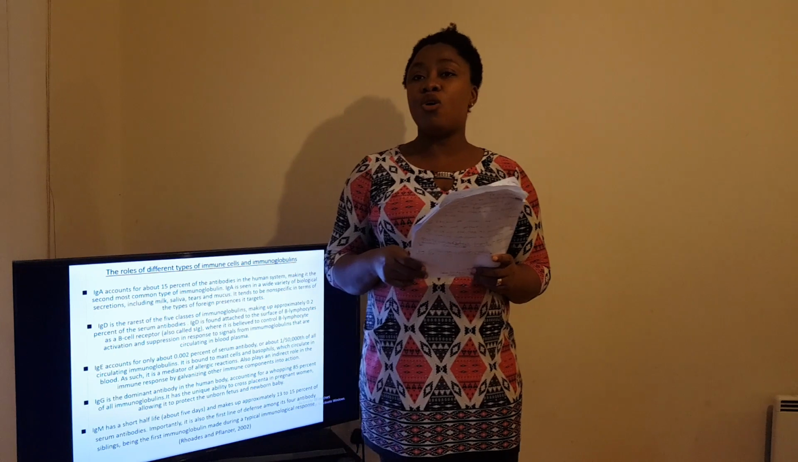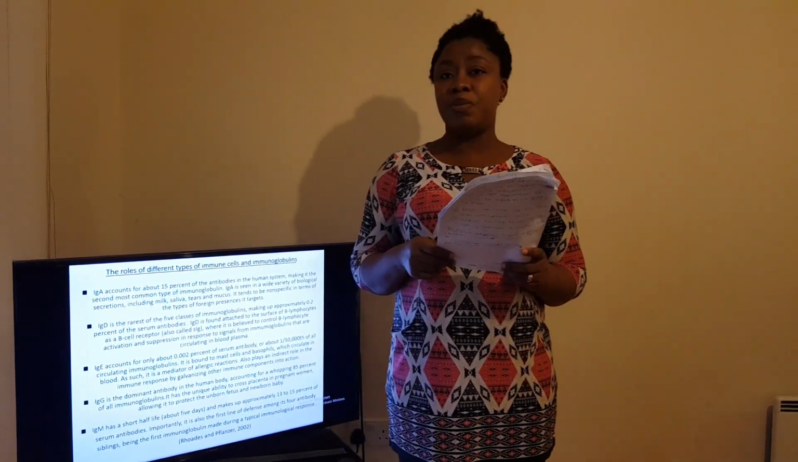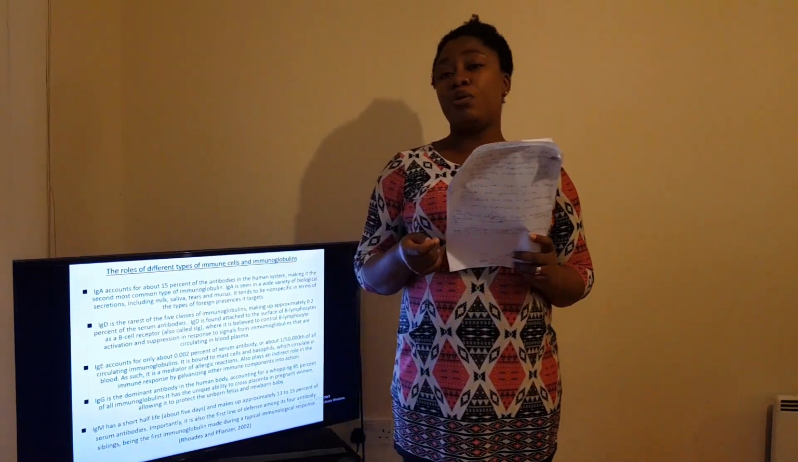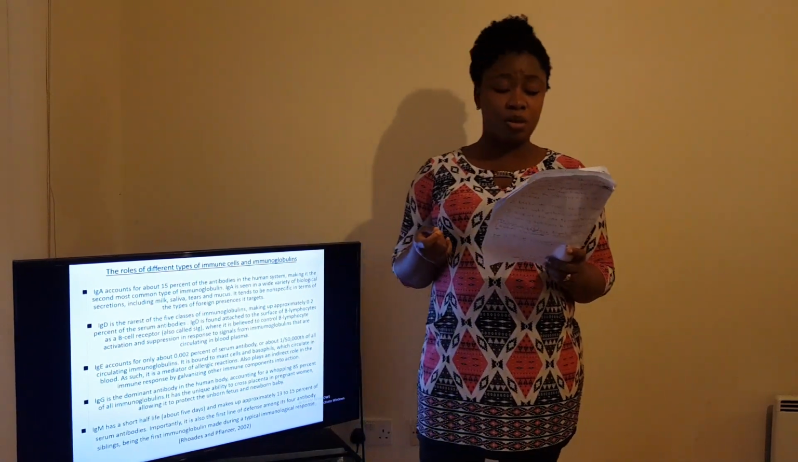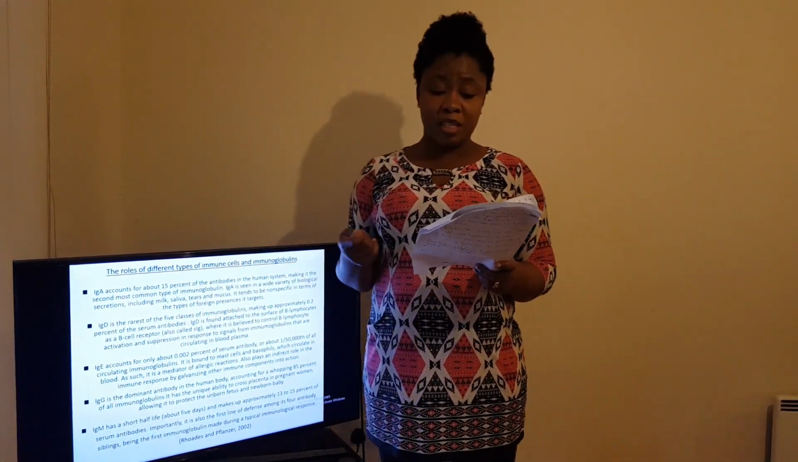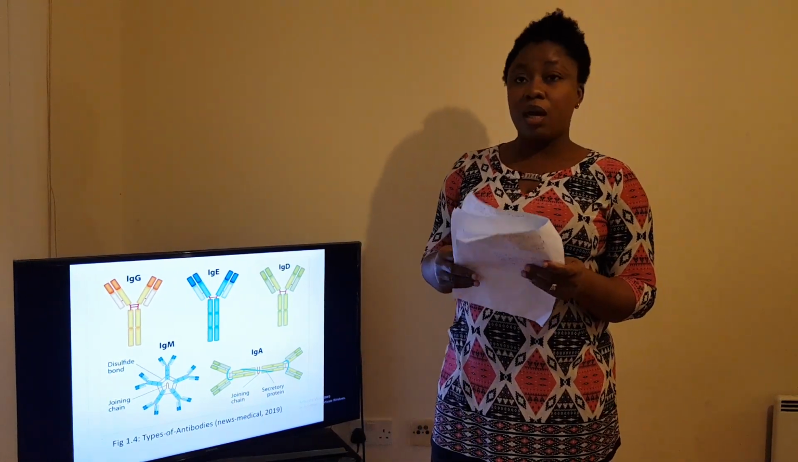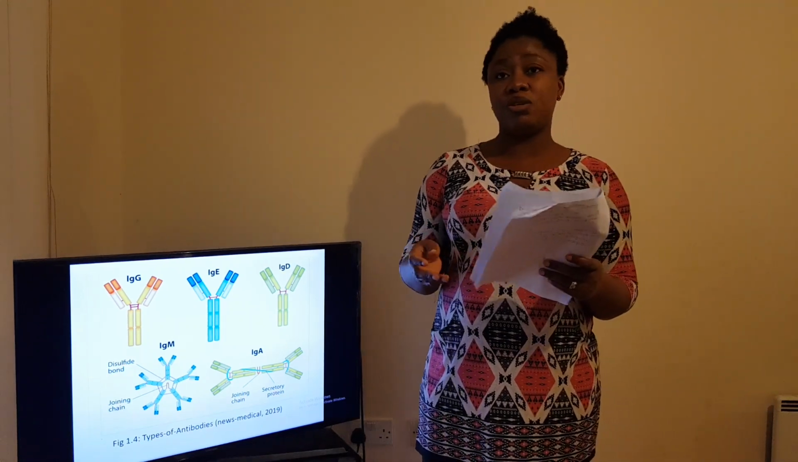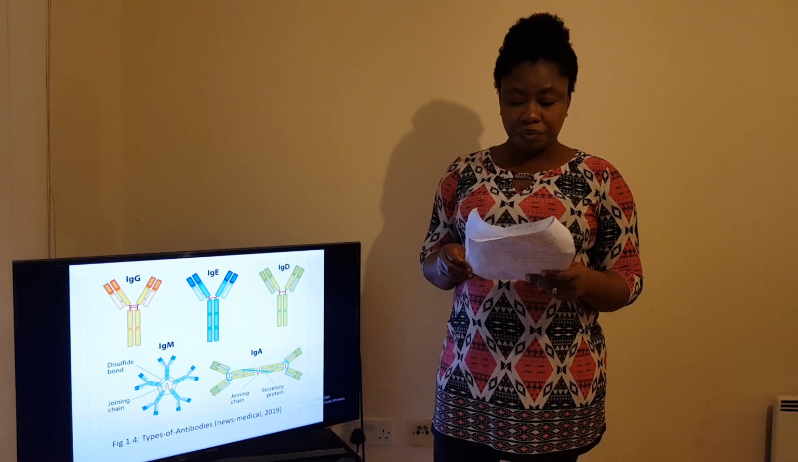IgM has a short half-life, about 5 days, and makes up approximately 13 to 15% of serum antibodies. Importantly, it is also the first line of defense among its 4 antibody siblings, being the first immunoglobulin made during a typical immunological response. And the next slide shows the picture of these different types of antibodies.